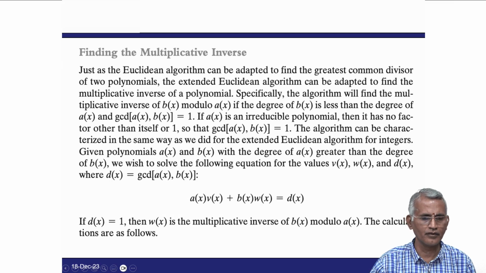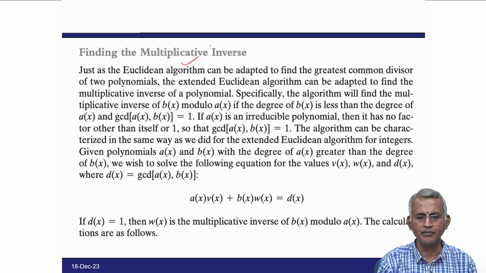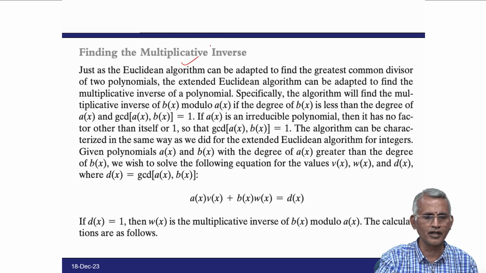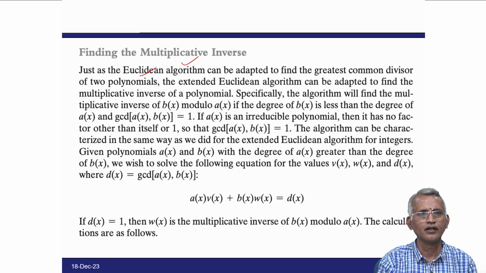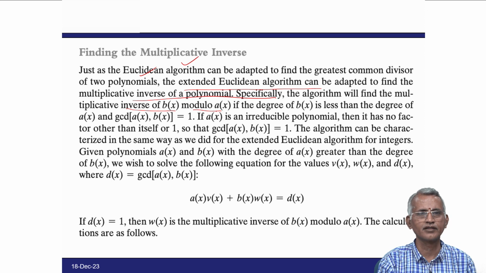Now, we are going to discuss finding the multiplicative inverse. We come across that the Euclidean algorithm can be adapted to find the greatest common divisor of two polynomials, and the extended Euclidean algorithm can be adapted to find the multiplicative inverse of a polynomial. Specifically, the algorithm will find the multiplicative inverse of b of x under modulo a of x if the degree of b of x is less than the degree of a of x.